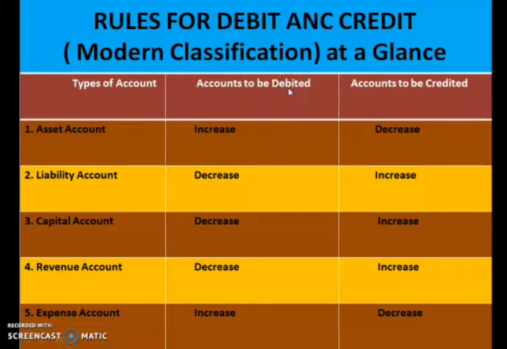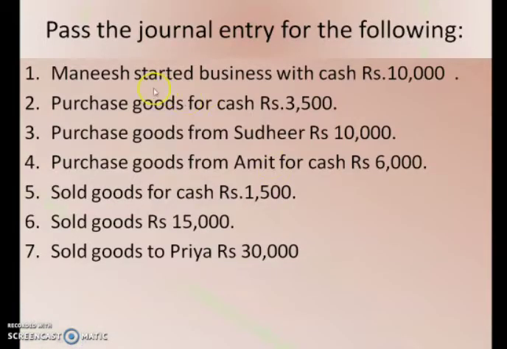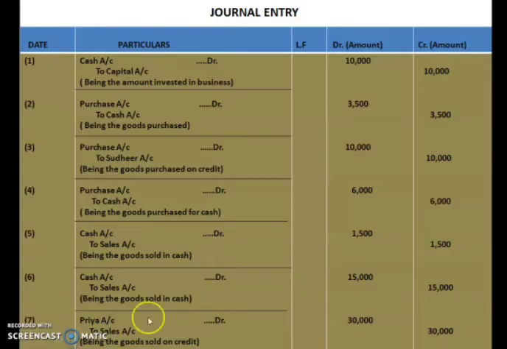And as I told you, the second aspect is of capital. What is happening to capital? Capital also increases. Okay, so if capital is increasing, what are you supposed to do to capital? Capital will be credited. Cash will be debited and capital will be credited. Now how to record this or make a journal entry for this first case? Let us have a look.